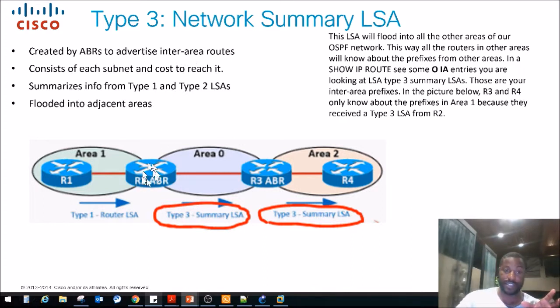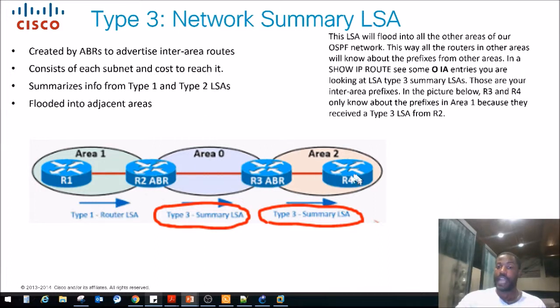It's like this. Router 2 is an ABR. Router 3, as you can see, is an ABR. They border areas. So router 3 borders area 0 and area 2. Router 2 borders area 0 and area 1. So he is an ABR. They create the Type 3 LSAs, which are advertised into the adjacent areas, as it says here, flooded into adjacent areas. It consists of each subnet and the cost to reach it.